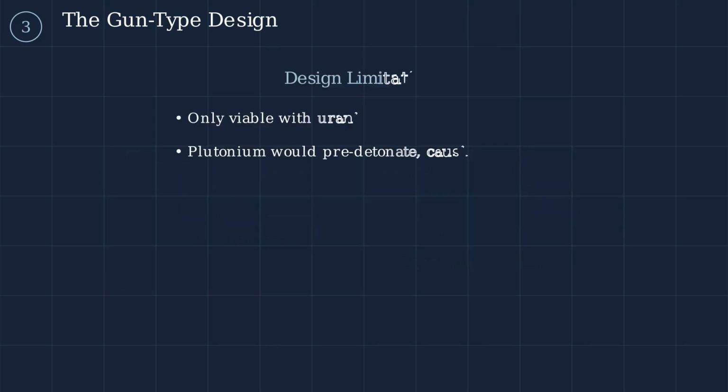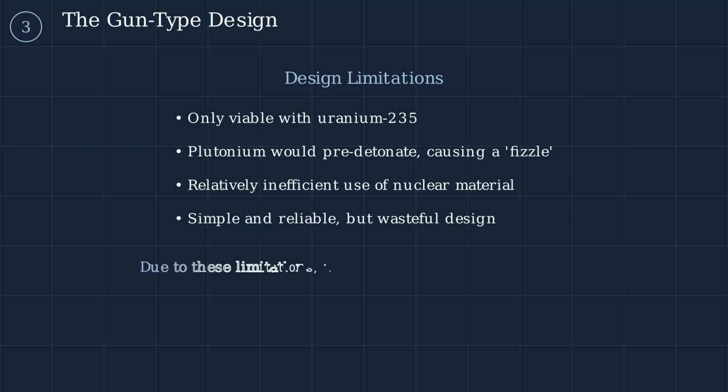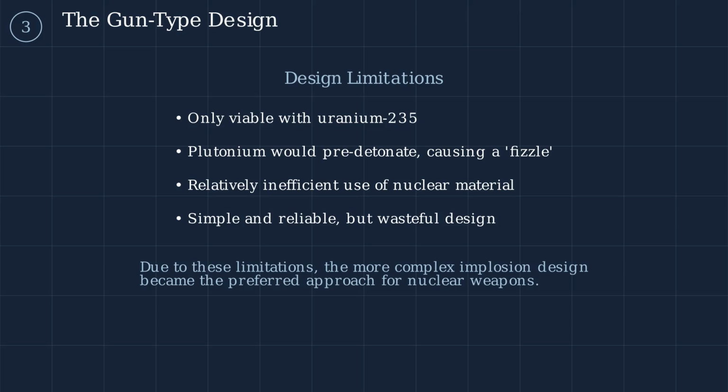The gun-type design has significant limitations. It can only be used with uranium-235. If plutonium were used instead, spontaneous fission would cause a premature chain reaction, resulting in a fizzle, a partial detonation with greatly reduced yield. This design is relatively inefficient, using more fissile material than necessary. However, its simplicity made it extremely reliable. The Little Boy bomb was so reliable that it was deployed without a full-scale test. Because of these limitations, more advanced nuclear weapon designs were developed, such as the implosion design, which could work efficiently with plutonium.